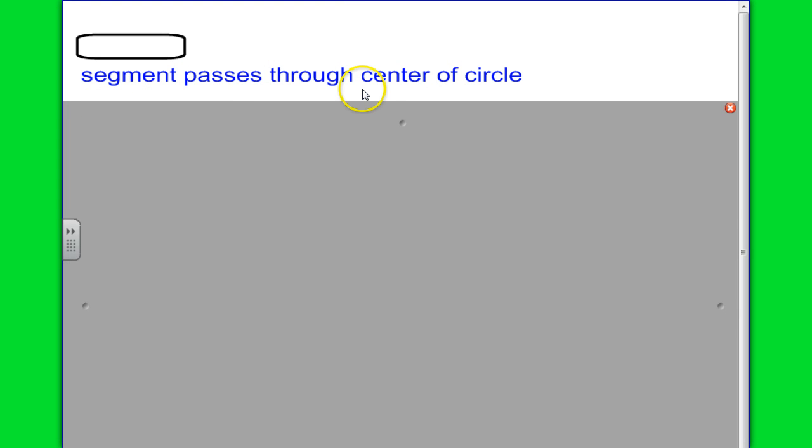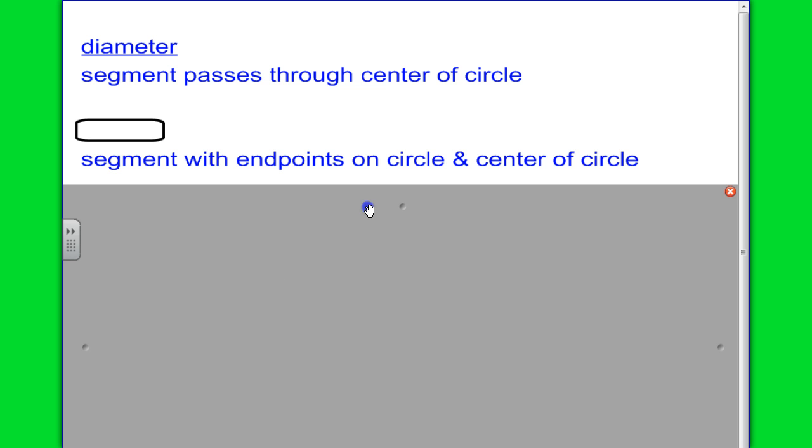So what do you call a segment that passes through the center of a circle? Radius. And so I guess it would have to touch two parts on the circle as well, right? And it's a diameter. And how about a segment with endpoints that are on the circle and at the center of a circle? A radius. Good.